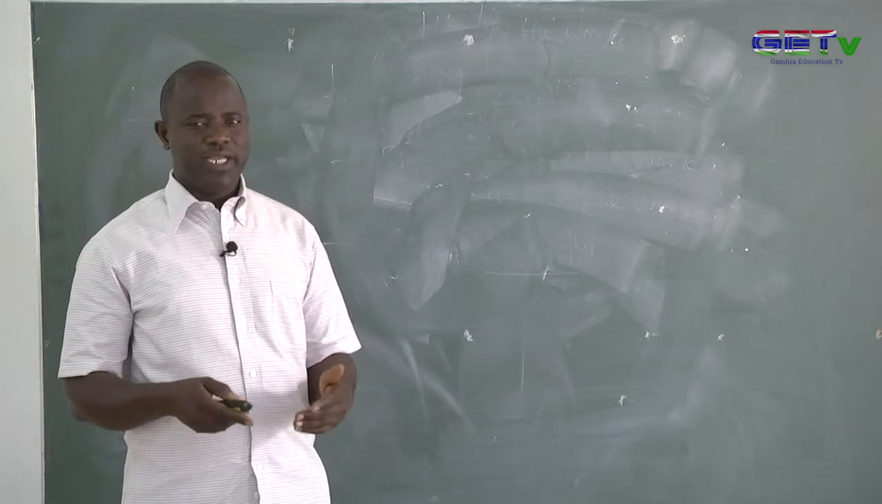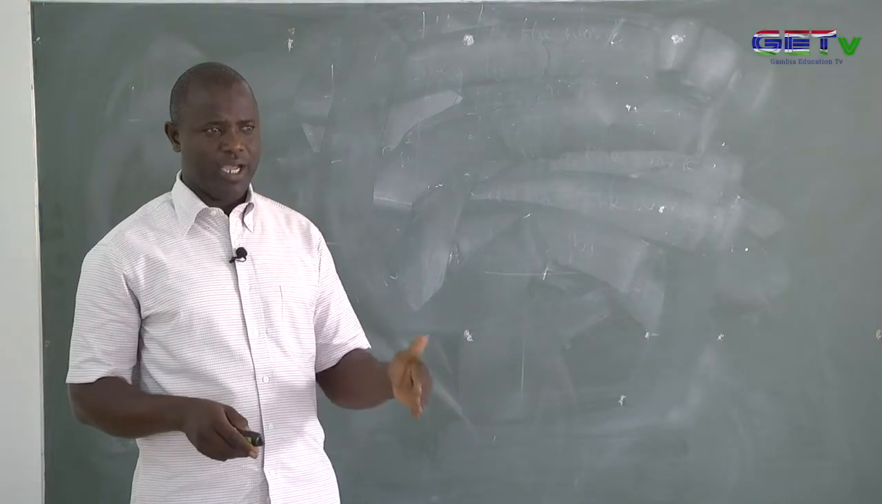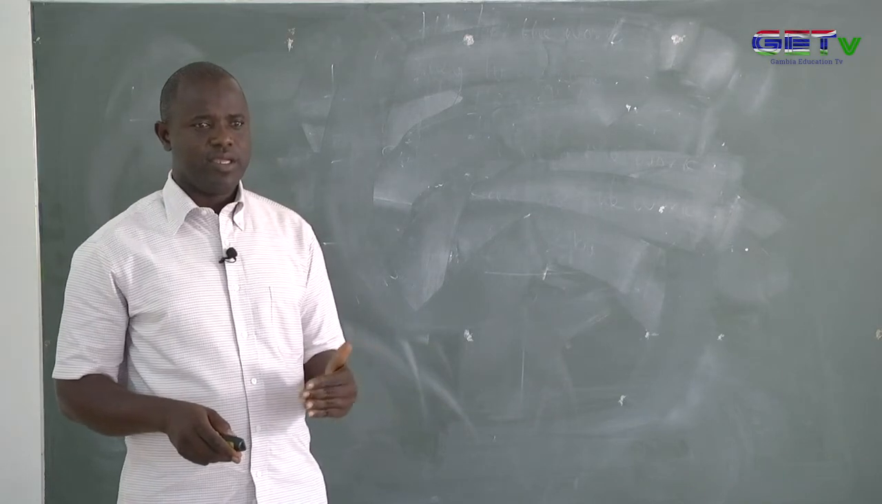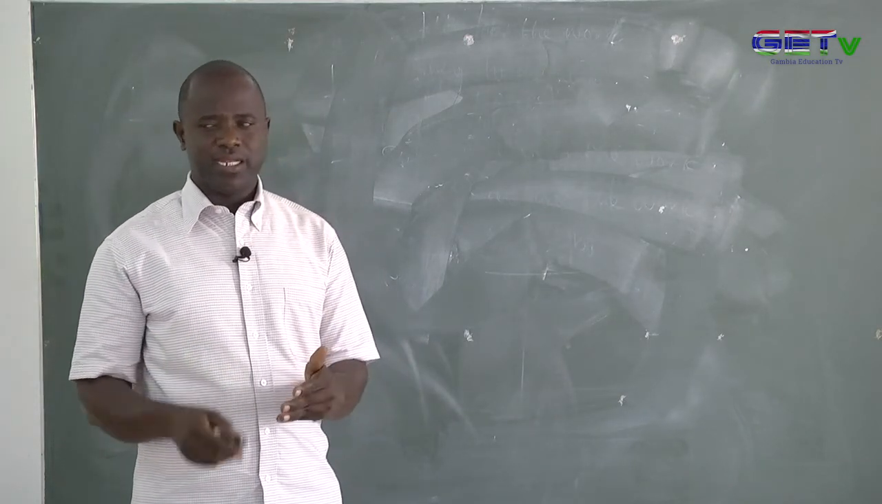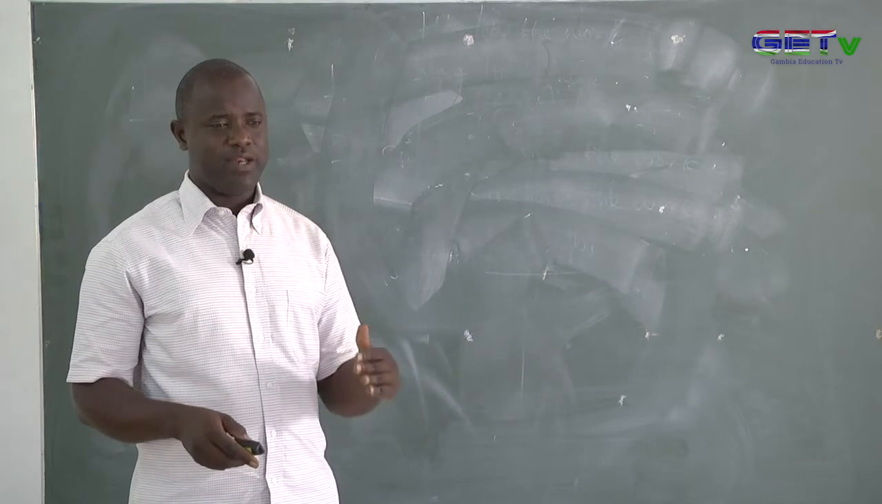We're going to start looking at regular verbs. We try to understand them and we use them accordingly. What are regular verbs? These are verbs which form their past tense and past participle by adding ed or only d to their base form. This means that if you have a regular verb and you want to use it in the past tense or past participle, you need to add ed. In some others, you add only d. If the verb ends in e, then you don't need to add ed, you just add d. But if the verb does not end in e, then you need to add ed.